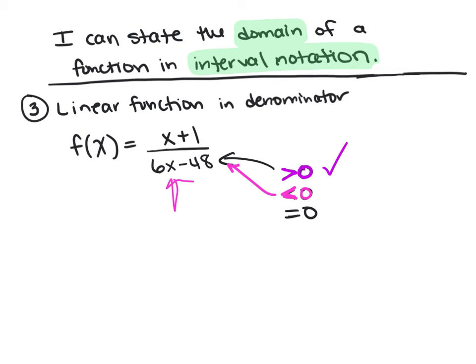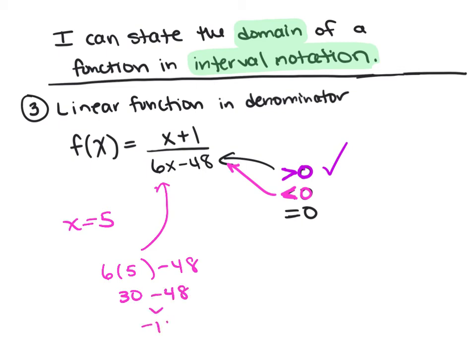Yes. You're not taking the square root of anything, guys. If I were to plug in, I'll just give you a number here, for example, let's plug in x to be 5. So if we let x equal 5, let's see what happens. I have 6 times 5 minus 48. We have 30 minus 48, which is negative 18.